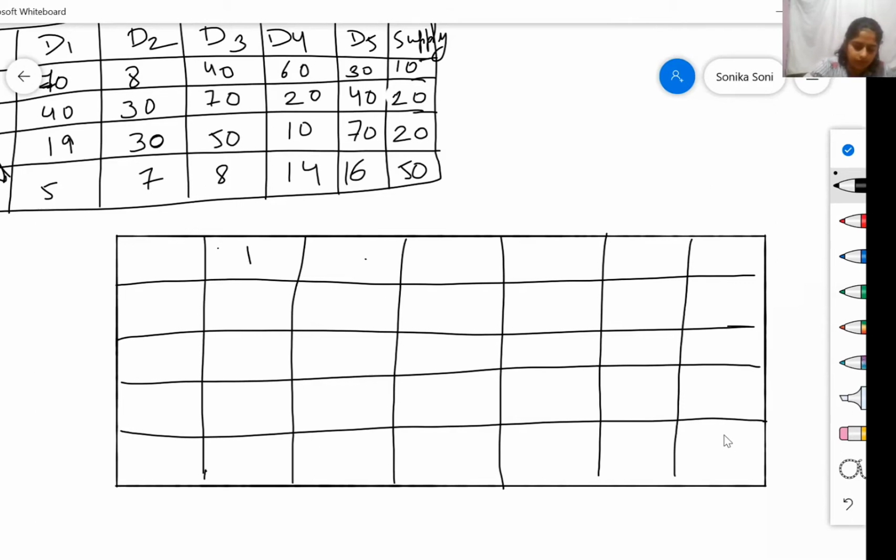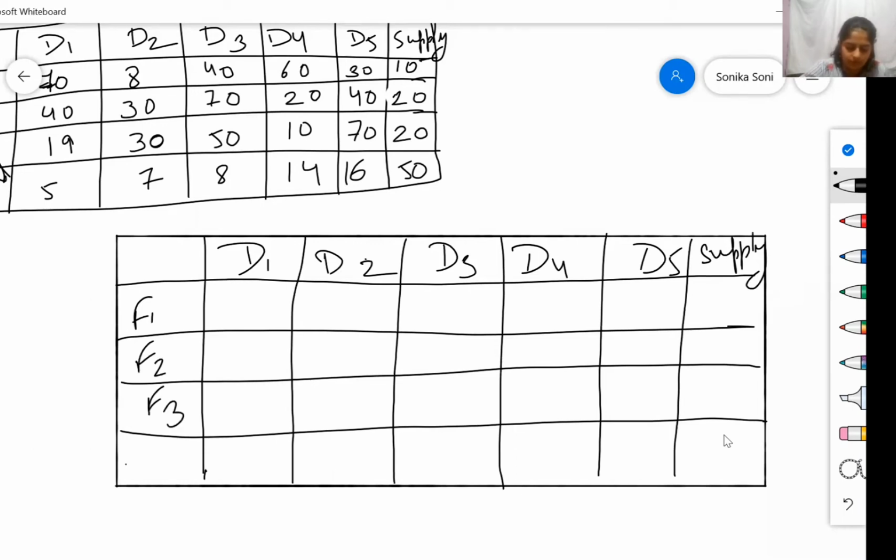We have here destination 1, destination 2, destination 3 to destination 5 supply. We have 3 factories, and here we have demand. So as usual, the costs will be written in the small boxes inside the bigger one. We have 30 here, and the supply is 10.